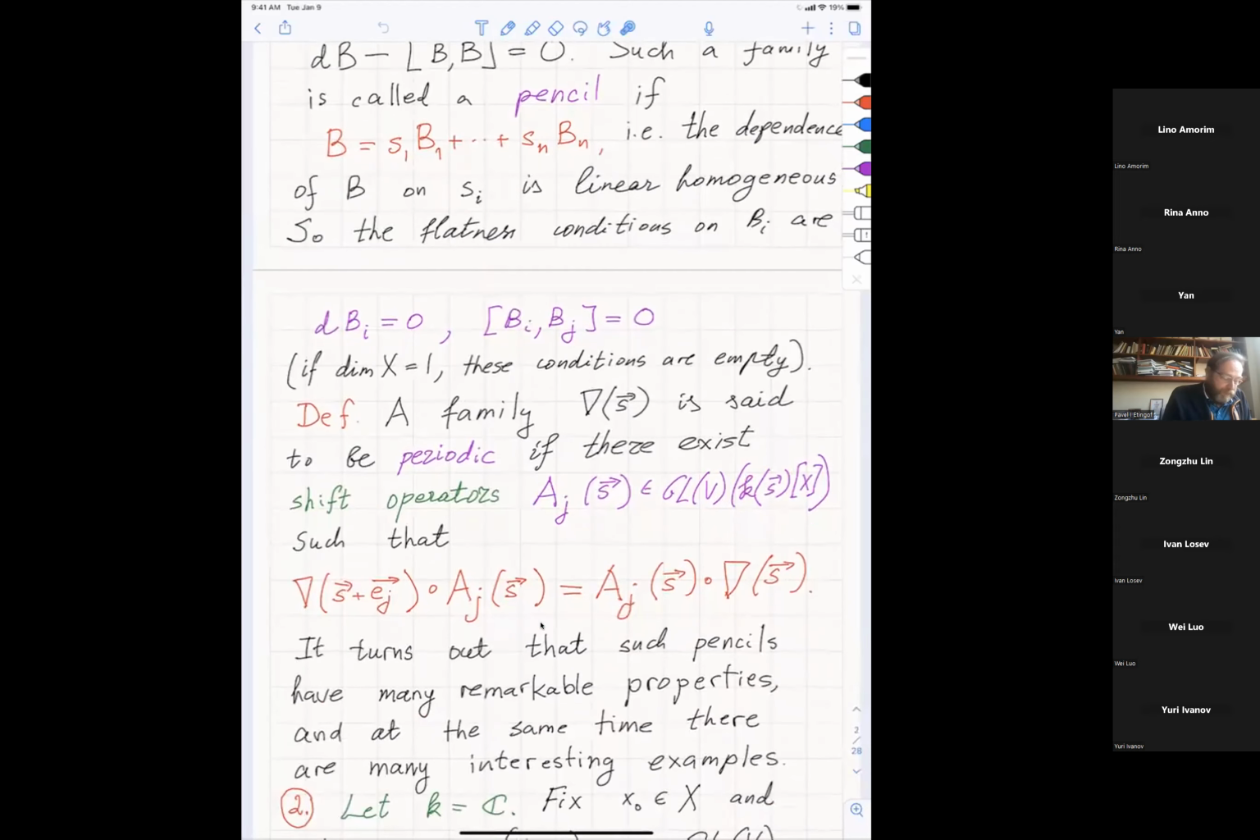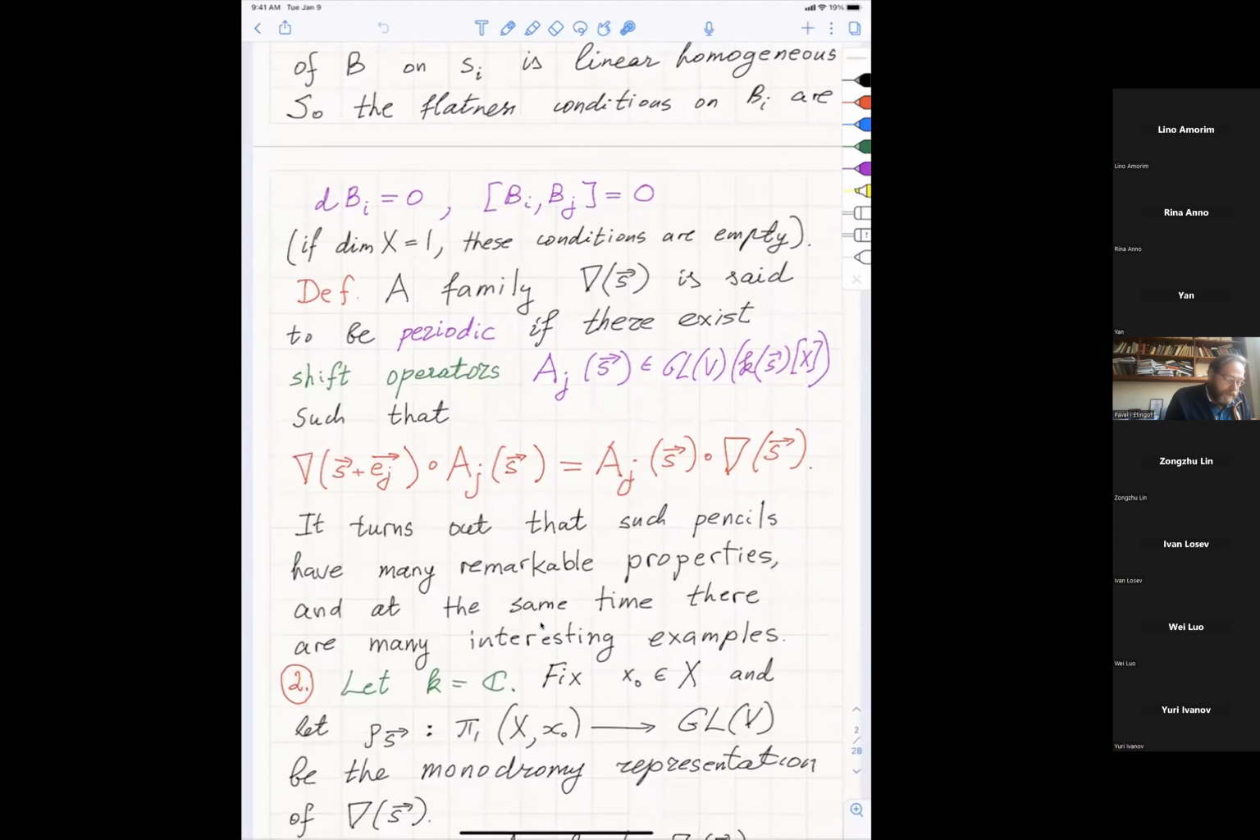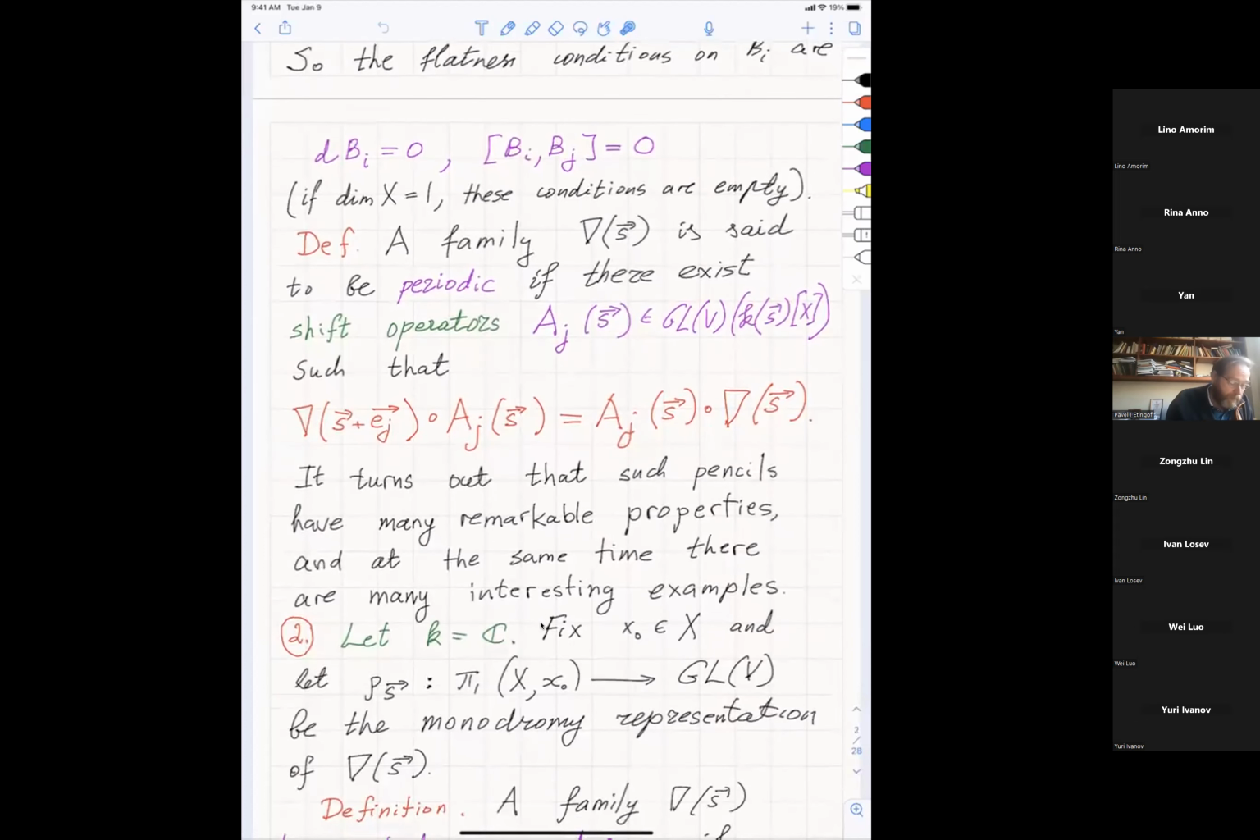What turns out is that, first of all, such pencils have many remarkable properties, and also there are many interesting examples. I will first explain some general theory of such pencils, then I will give some examples, and then I will give some more general theory. I will start with the case of the complex field and pick a point x0 on X. My variety is always going to be connected. And I can define the monodromy representation rho_s from the fundamental group of X with respect to x0 to the general linear group, just the monodromy of this flat connection.